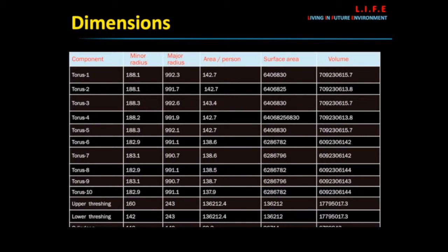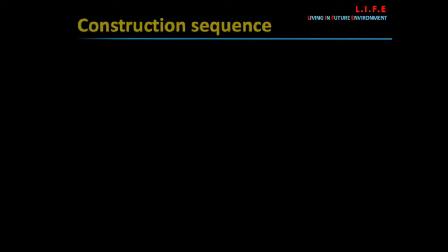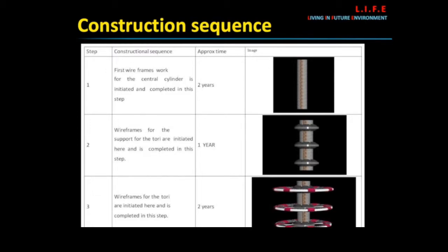Dimensions of a space colony look like this. Constructional sequence. First step. First, wireframe work for the central cylinder is initiated and completed in this step. It takes 2 years. Second step. Wireframes for the support for the tori are initiated and completed in this step. It takes 1 year. Wireframe for the tori are initiated here and completed in this step. It takes 2 years.